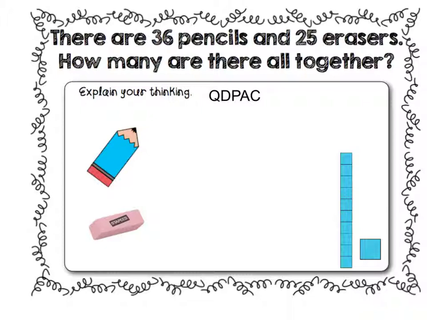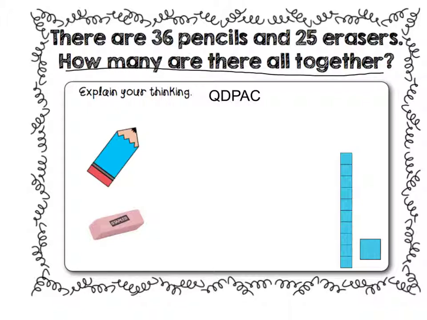Let's read our problem and figure out what our question is. There are 36 pencils and 25 erasers. How many are there altogether? So my question is, how many are there altogether? I like to underline that so it keeps me thinking about what my question is.